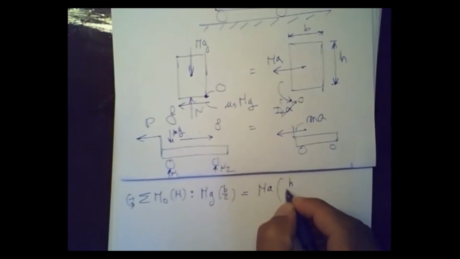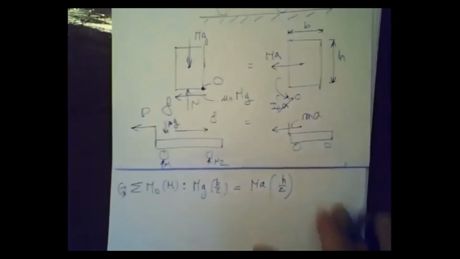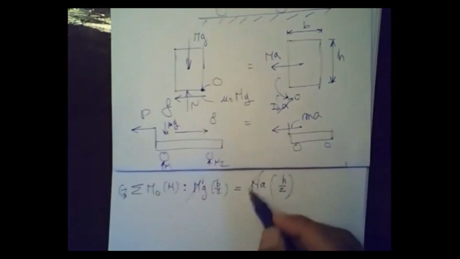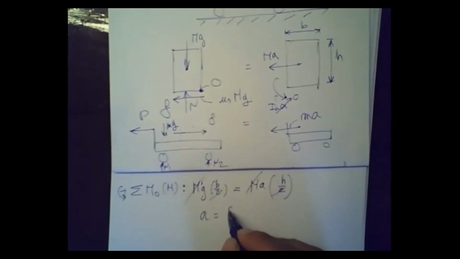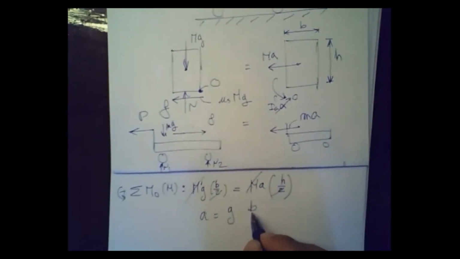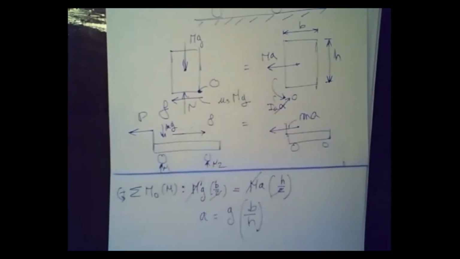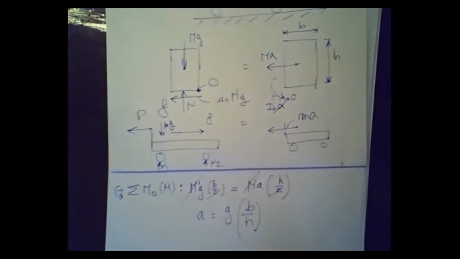m a times h over 2. Exactly, m times h over 2. So m and m will cancel out, 2 and 2 will cancel out, so a is going to be equal to g times b over h. Exactly, b over h. So basically the acceleration can be larger if the system has very small height. What happened to a? It will increase, exactly. So the smaller the h, the more acceleration you can have on this block before it begins to tip. So now if I want to connect a to P, how can I connect a to P?